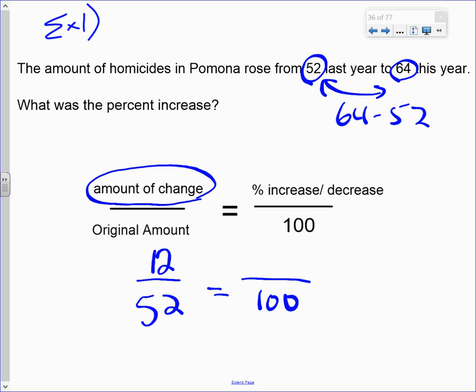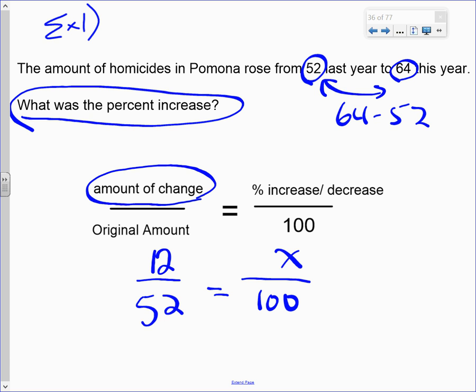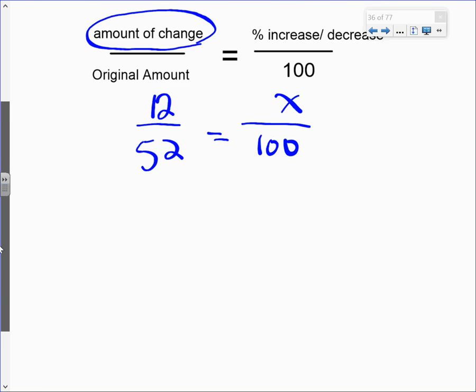And then X goes over 100. Right, because what was the question? What was the percent increase? There's your X. Remember, percent means by definition out of 100. Let's do it now. Let's see what the percent increase in homicides was.